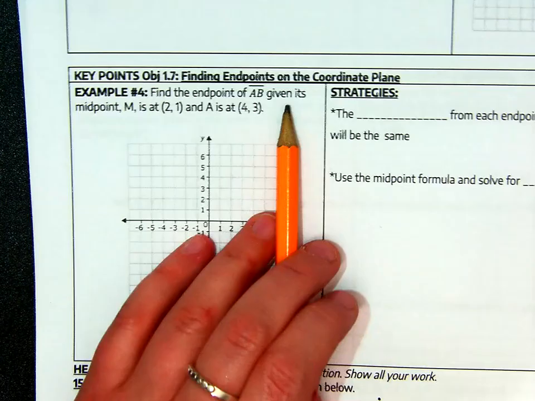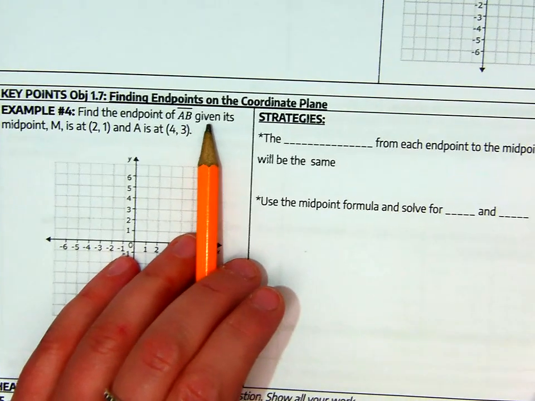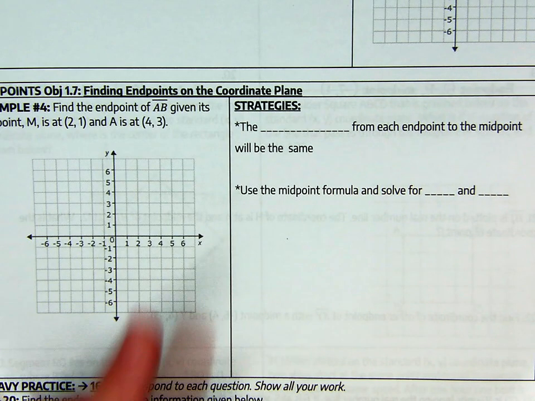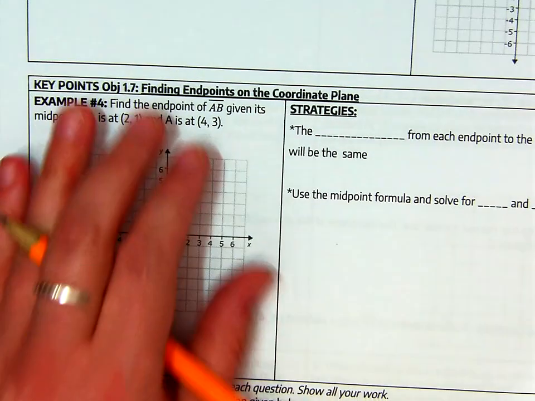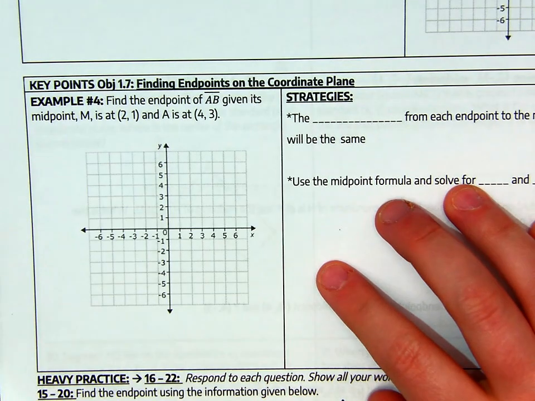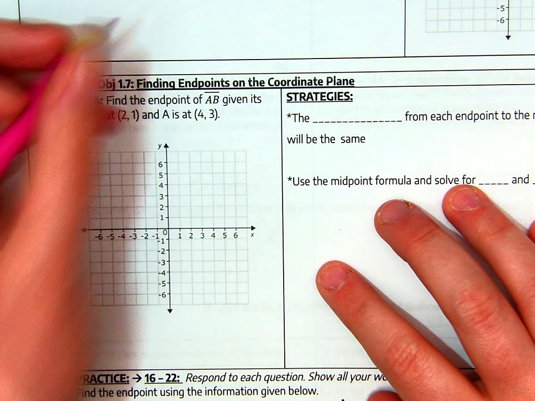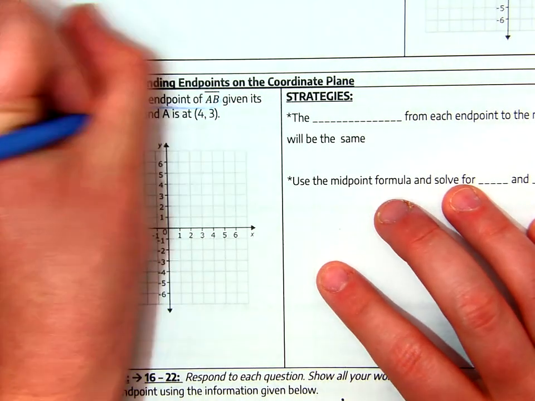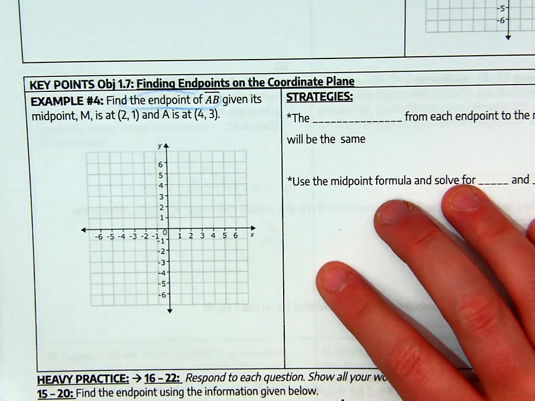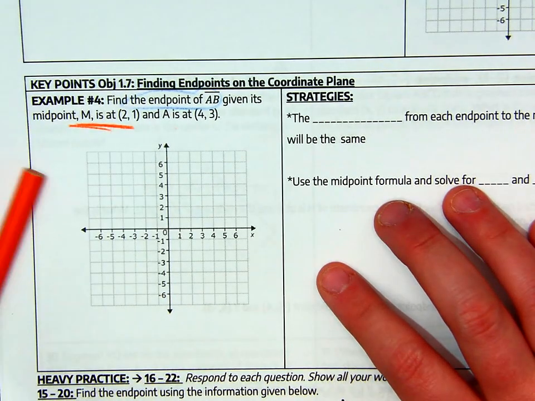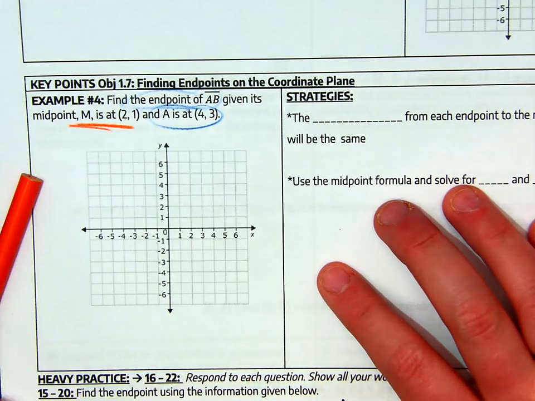finding endpoints on the coordinate plane. So, same idea. Some hints I'll give you, well actually, let me graph this out and then I'll give you these hints, okay? So it says find the endpoint of AB. So I'm looking for an endpoint, given its midpoint M is at 2, 1, and A is at 4, 3. Okay, so let me plot this out.